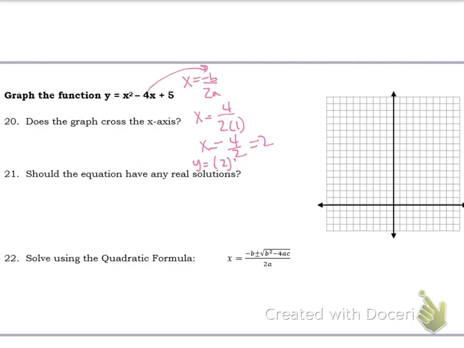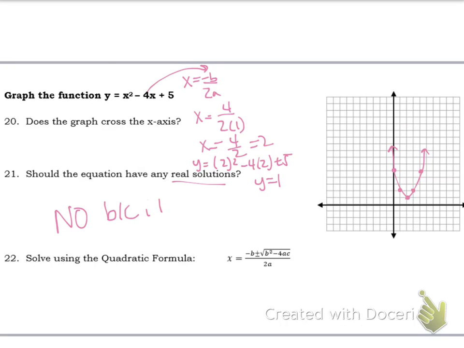And my y is 1. So it is at 2, 1. Right one up 1, right one up 1, 2, 3. Left one up 1, left one up 1, 2, 3. Okay, so should the equation have any real solutions? No, because it doesn't cross my x-axis.